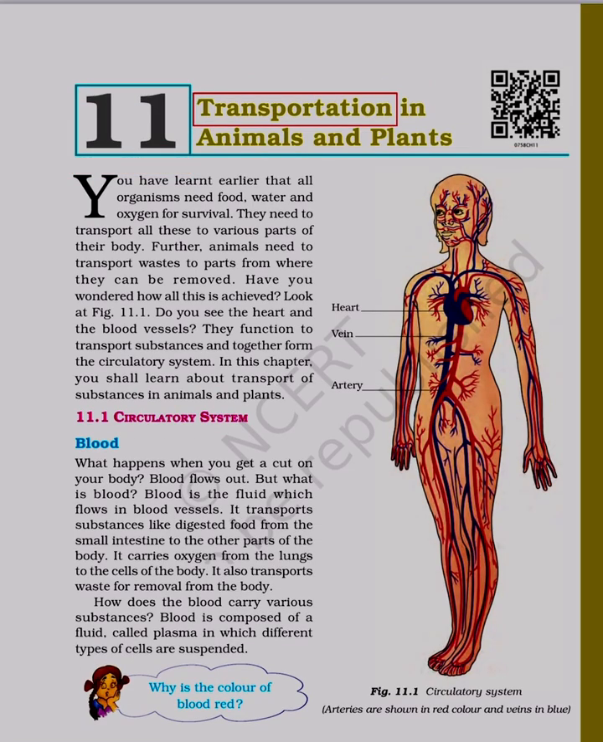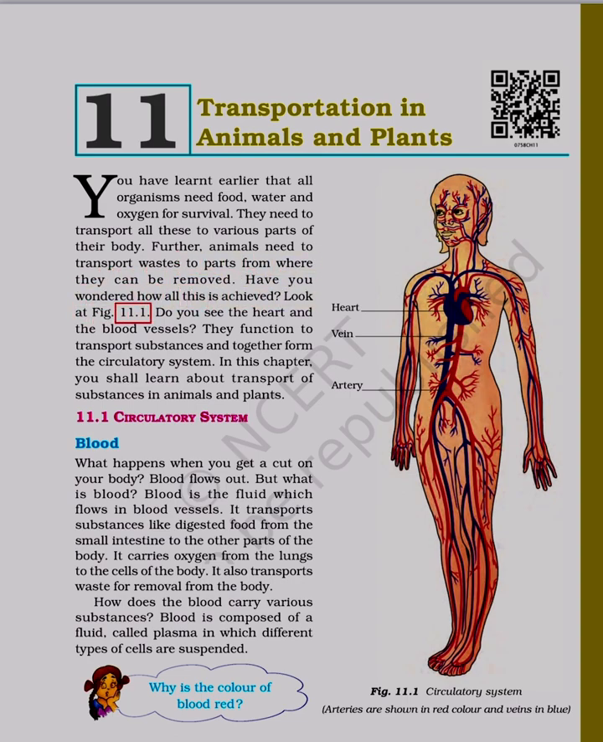11. Transportation in animals and plants. You have learnt earlier that all organisms need food, water and oxygen for survival. They need to transport all these to various parts of their body. Further, animals need to transport wastes to parts from where they can be removed. Have you wondered how all this is achieved?